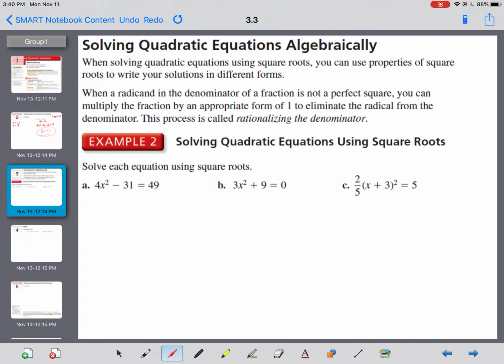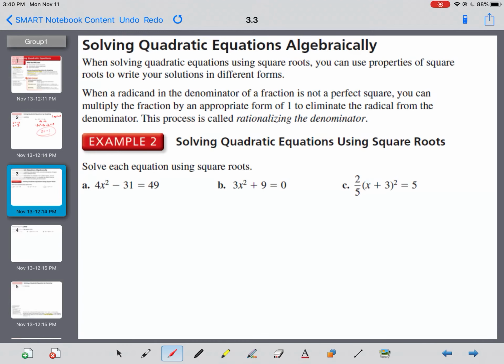Now, let's look at it algebraically. There's two different ways algebraically. There's algebraically that I'm going to refer to, and then there's factoring style. They think both of those are algebraically, but we'll just look at this one. When solving a quadratic equation using square roots, you can use properties of square roots to write your solutions in different forms. When a radicand in the denominator of a fraction is not a perfect square, you can multiply the fraction by an appropriate form of 1, so the same number top and bottom, to eliminate the radical from the denominator. This process is called rationalizing the denominator.